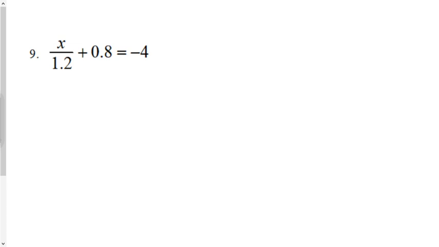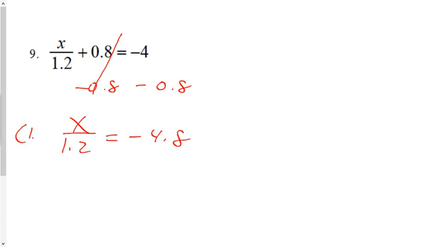Question 9, two-step algebraic equation. Subtract your constant from both sides. X divided by 1.2 equals negative 4.8. Multiply both sides by 1.2. And x will equal, can I do this in my head? Negative 5.76.